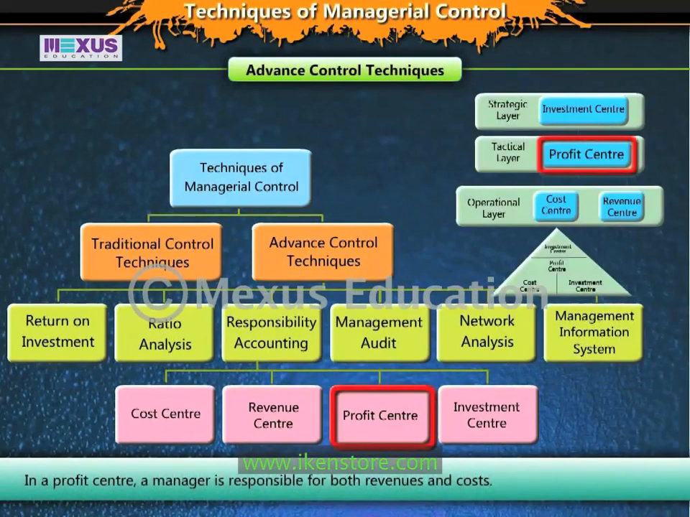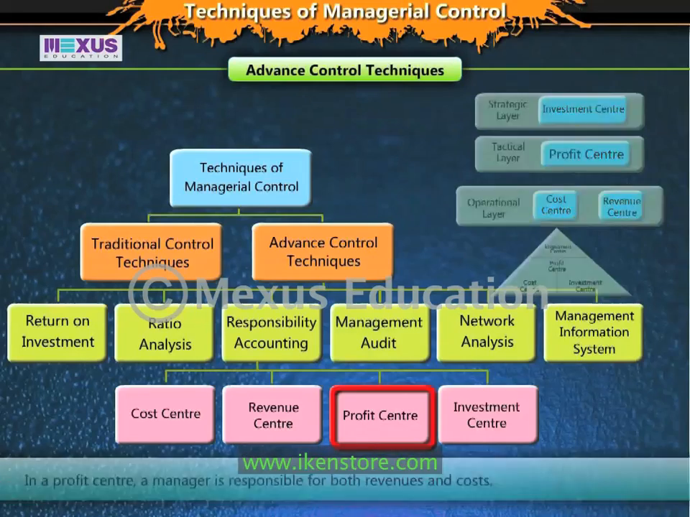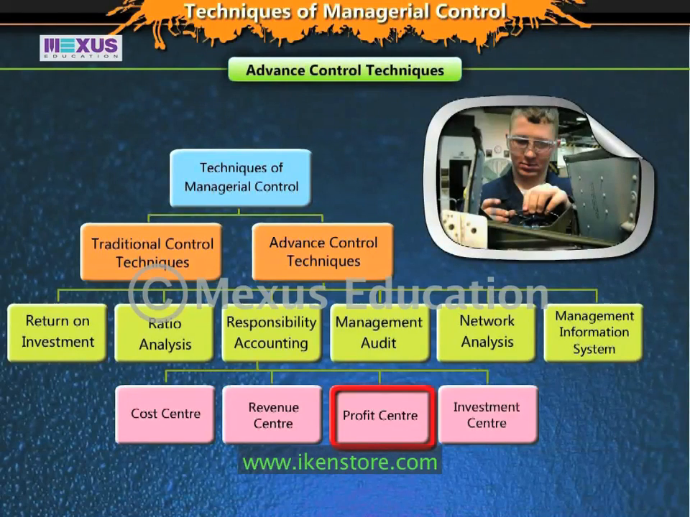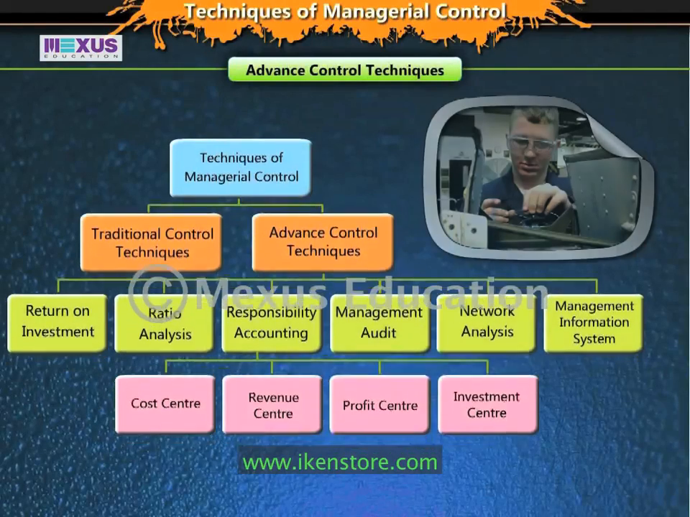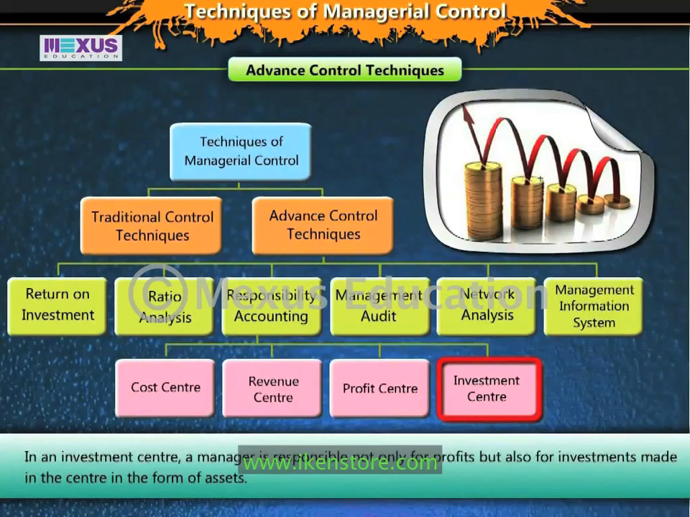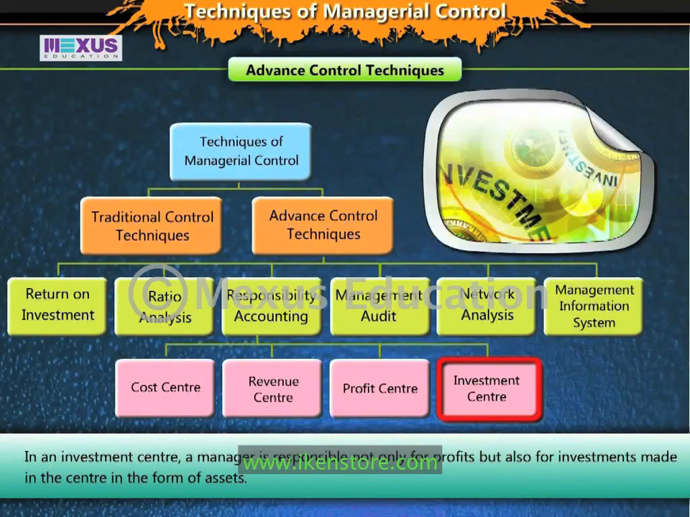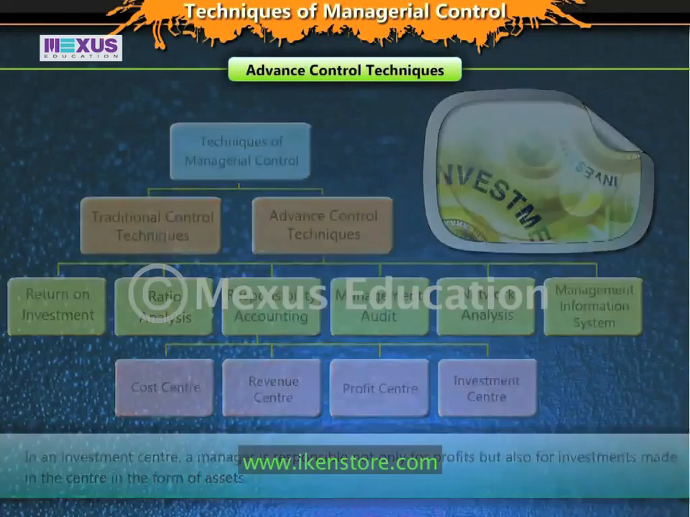In a profit center, a manager is responsible for both revenues and costs. For example, the repair and maintenance department of an organization may be treated as a profit center if it is allowed to bill other production departments for the services provided to them. In an investment center, a manager is responsible not only for profits but also for investments made in the center in the form of assets.